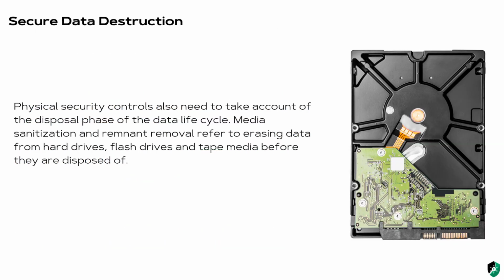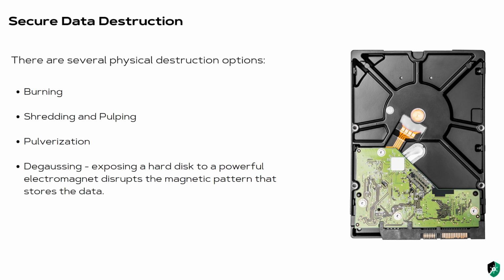Let's round this up by talking about secure data destruction. At some point, eventually, data will need to be destroyed, but how it is destroyed is very, very important. So, physical security controls also need to take account of the disposal phase of the data life cycle. Now, media sanitization and remnant removal refer to erasing data from hard drives, flash drives, and tape media before they are disposed of. Now, there are several ways we can destroy our hard drives.